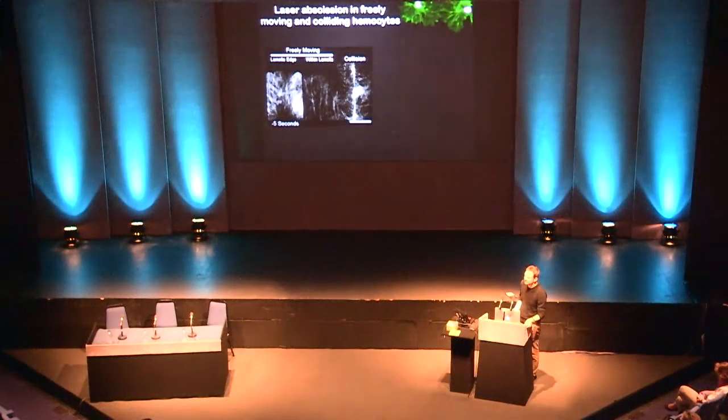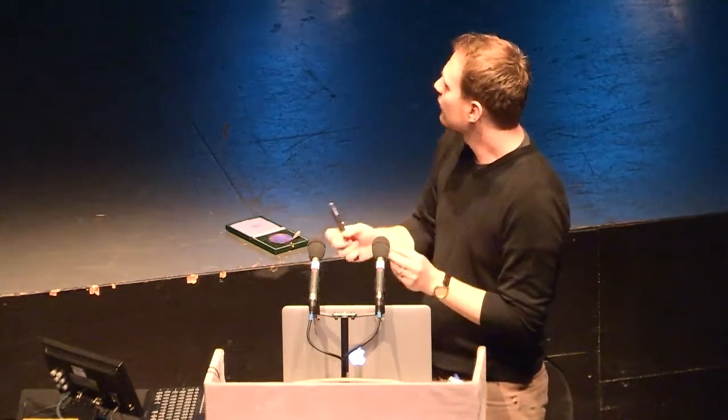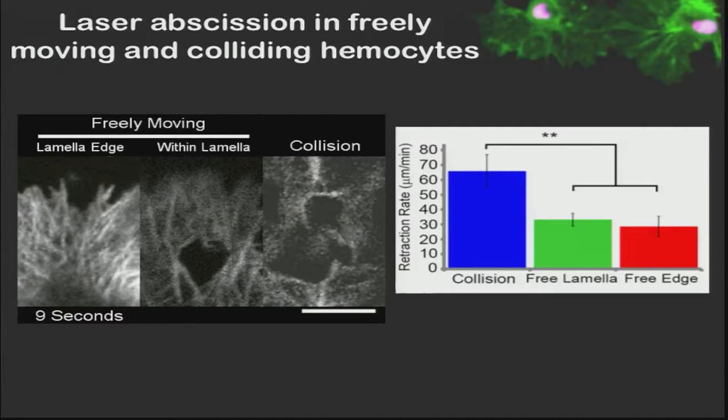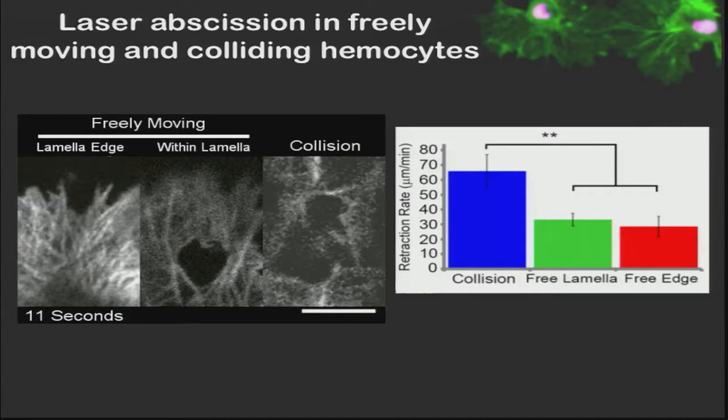So therefore, when we wanted to compare this to freely moving cells, we decided to do two regimes. One in which we would make a small cut at the edge of the lamella, similar to what we were doing in these colliding cells, and another ablation where we would ablate actin fibers within the actin network. And when we did this, what we realized was that the retraction rate in colliding cells was far greater after we made the abscission compared to freely moving cells. And when we quantified this, we saw that it was twice that of freely moving cells, furthermore suggesting that there was an increase in lamellar tension.